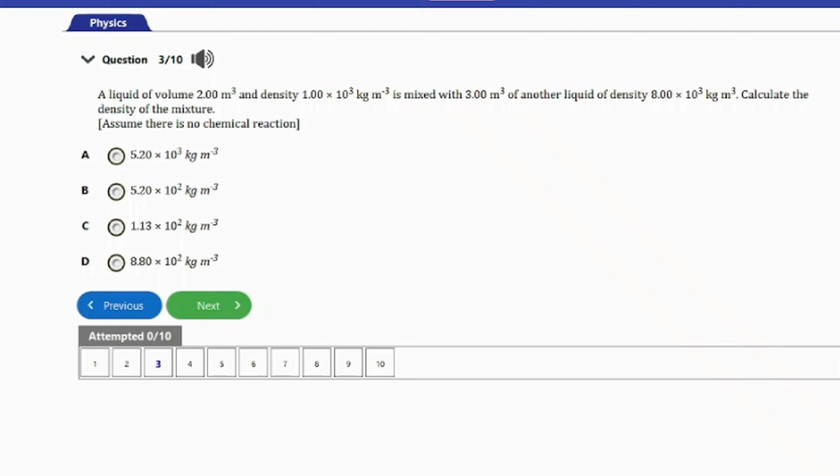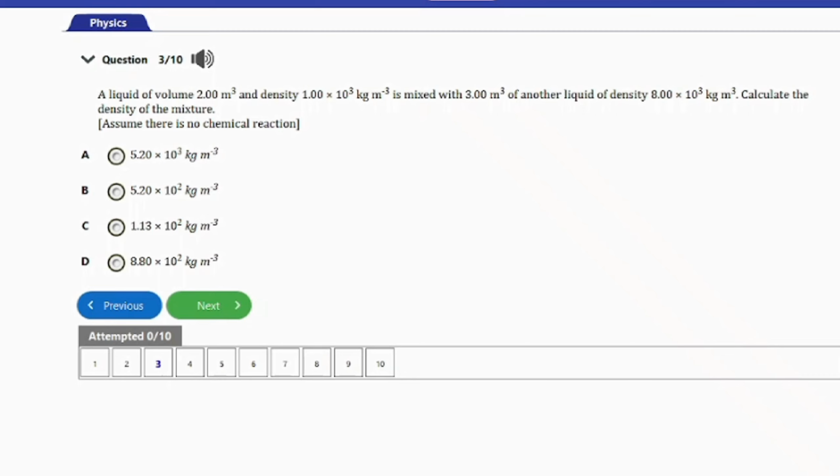So guys, we have question number 3 here. It says, a liquid of volume 2.00 meters cube and density 1.00 times 10 to the power of 3 kilogram per meter cube is mixed with 3.00 meter cube of another liquid of density 8.00 times 10 to the power of 3 kilogram per meter cube. Calculate the density of the mixture. Assume there is no chemical reaction.